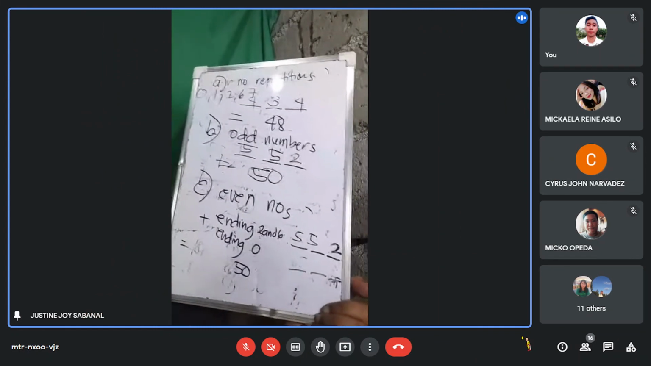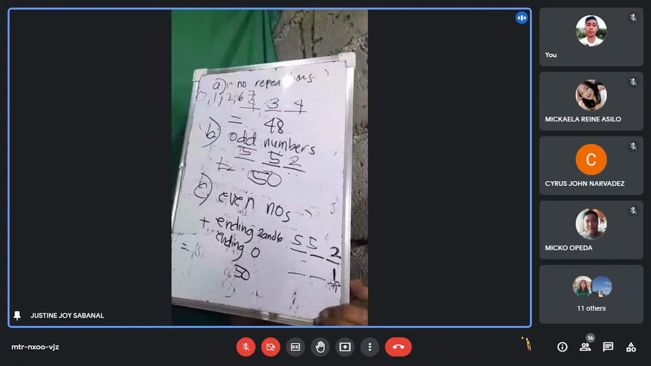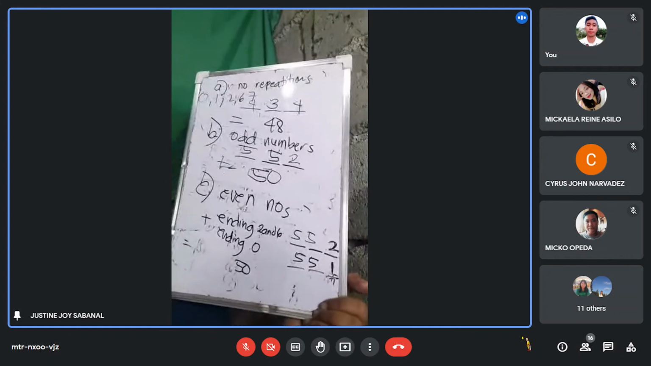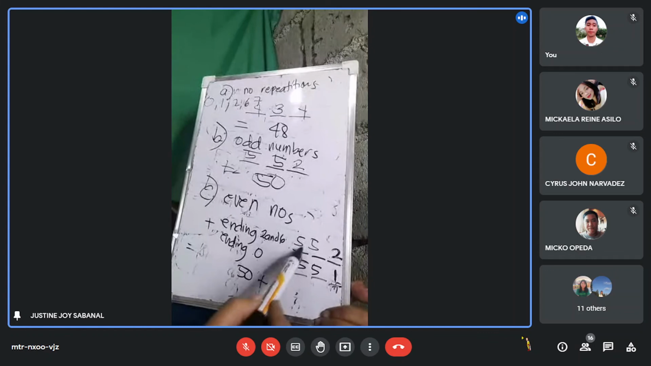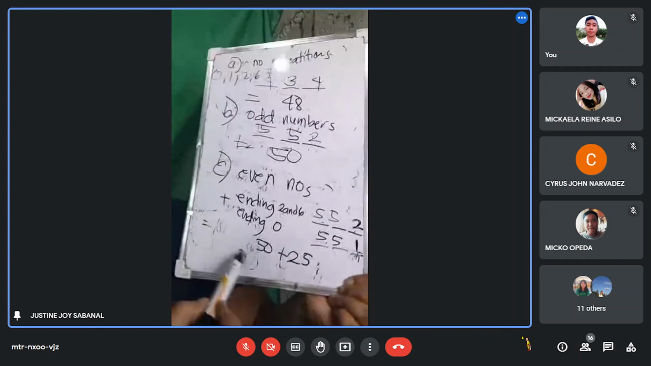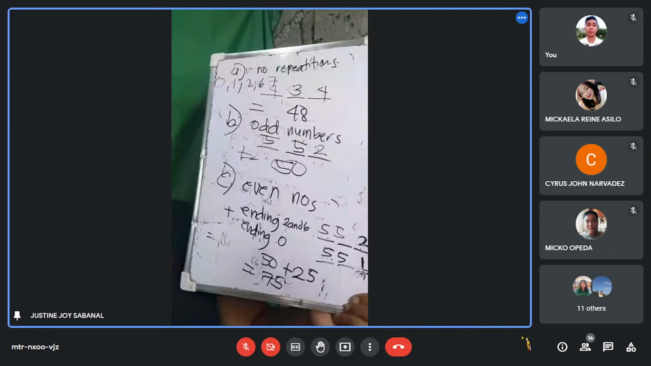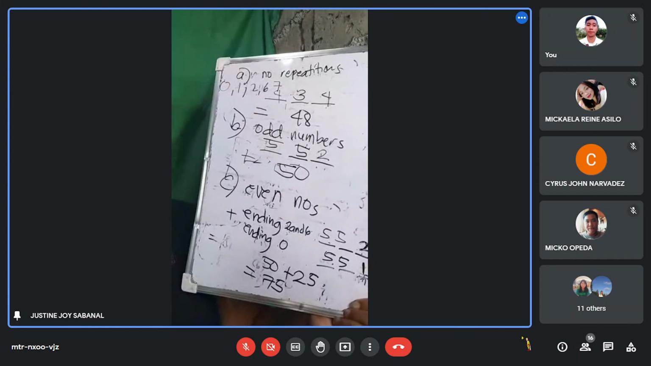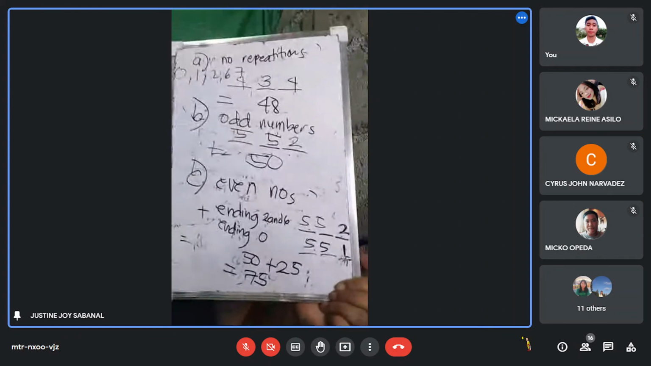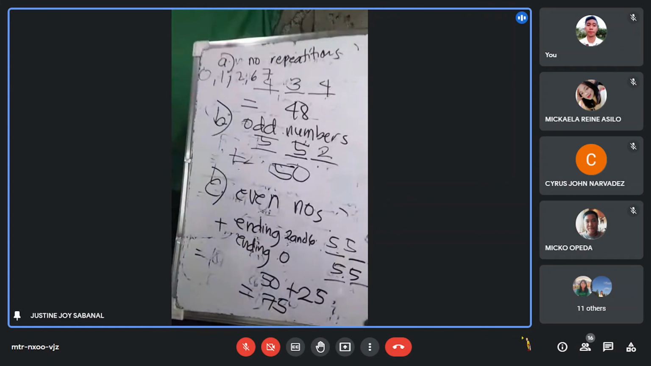So, numbers ending in 0. So, nagtatapos sa value ng 0. So, isa na lang yung i-consider mo doon. Tapos, may 5 option ka ulit. So, we have here plus. So, this is 50 plus 25. So, 75 yung values natin. Ayun. So, ganun pag even numbers, considering 0 po dun sa mga values.